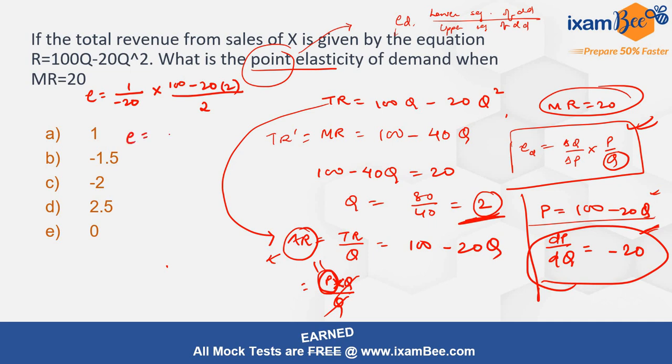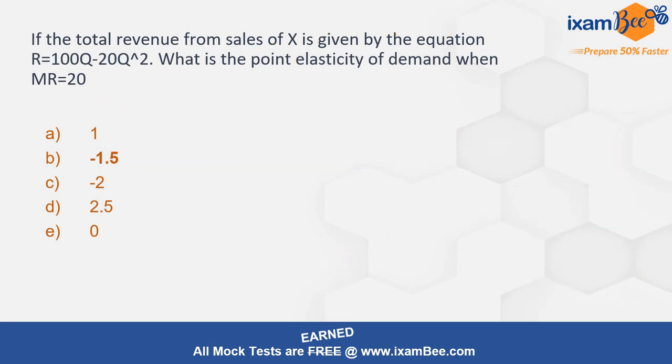So we have 1 upon minus 20 into 100 minus 40, which is 60. So you have 60 by 2 here. This cancels, you have 30, this also goes away. Essentially you have 3 by 2, which is 1.5. So elasticity is minus 1.5. I hope you understood this. The right answer is minus 1.5.